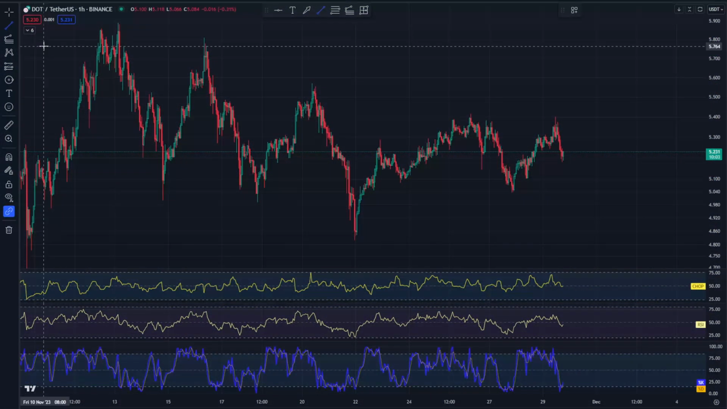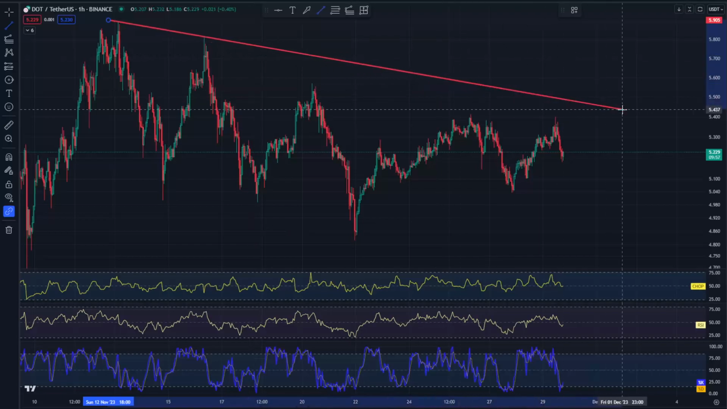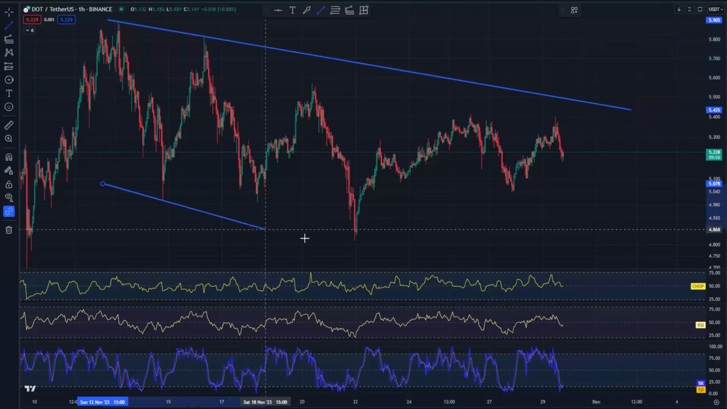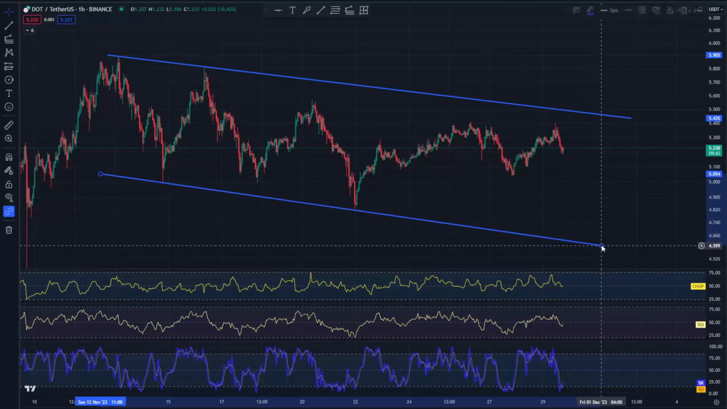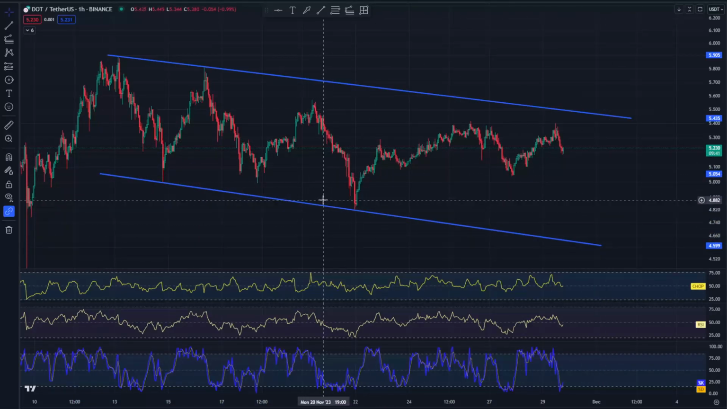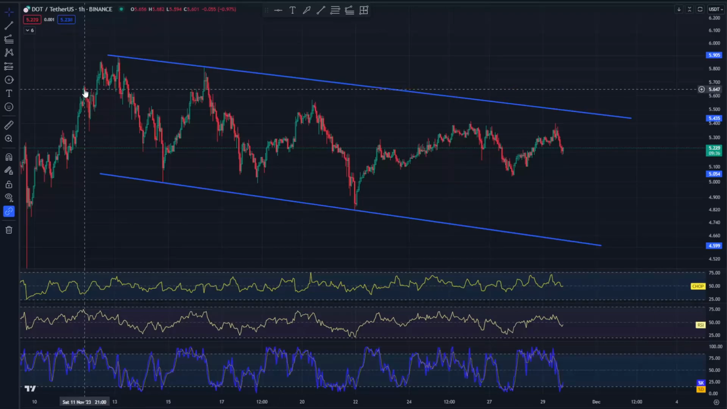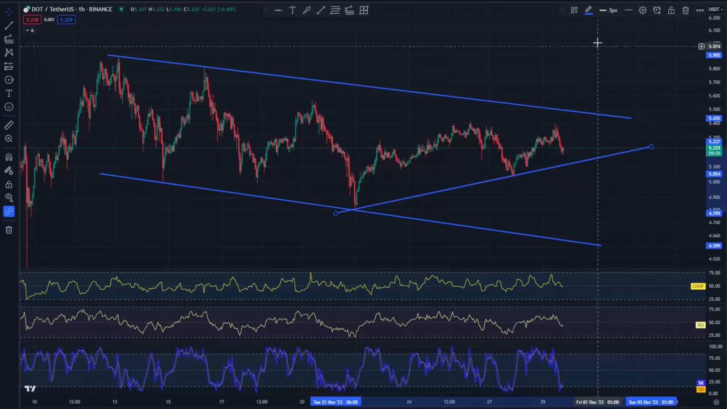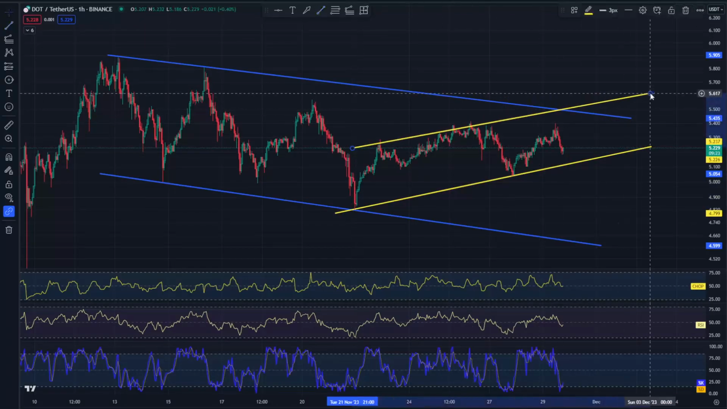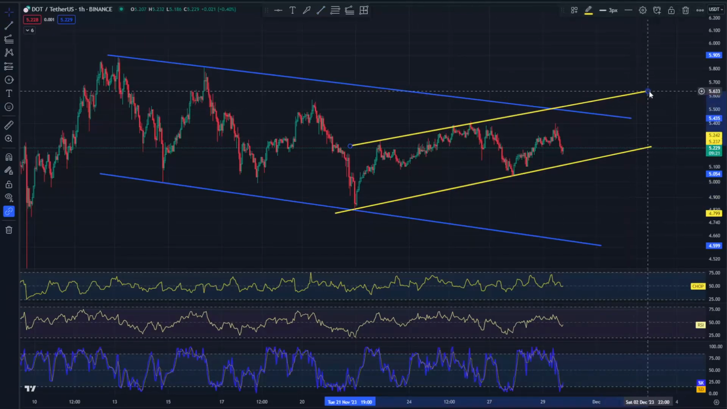The last one on today's list is the chart of DOT in pair with USDT. First, we will use the blue lines to mark the downward trend channel, where the price is moving in the upper range. But in this channel, the yellow lines can be used to define the local upward trend channel.